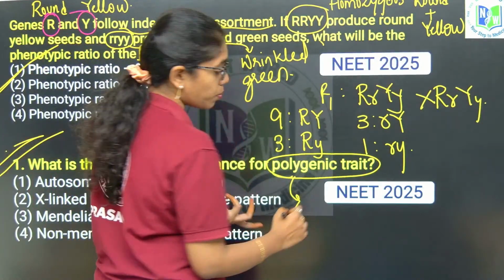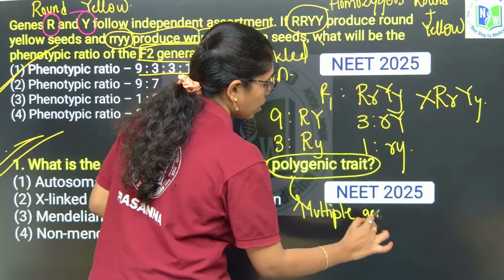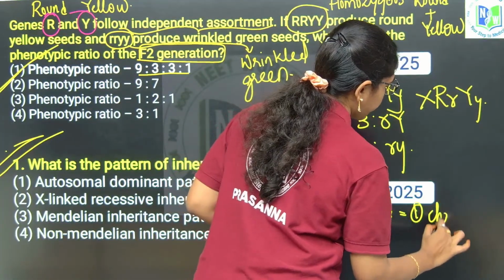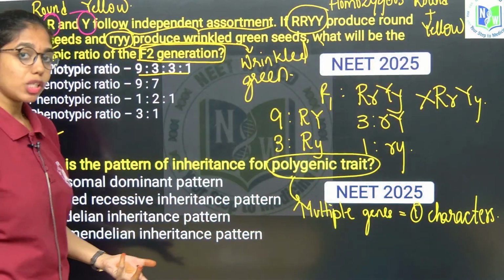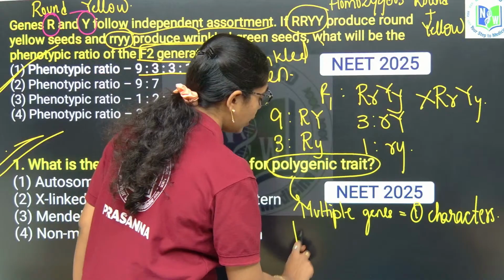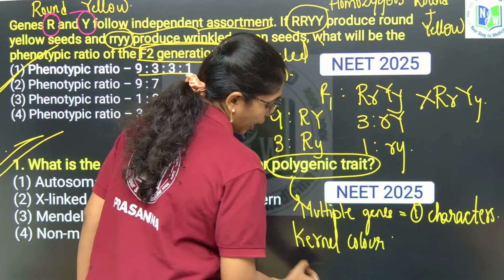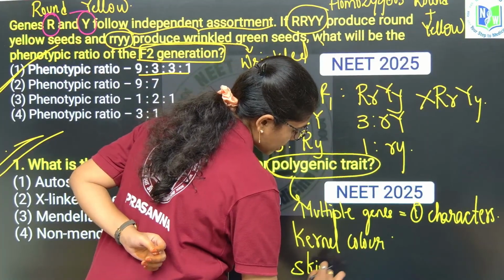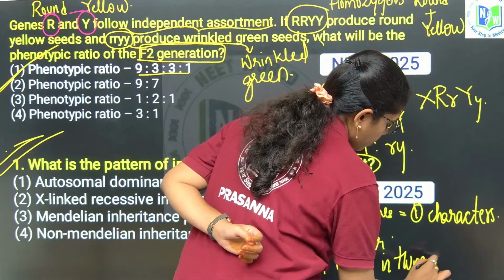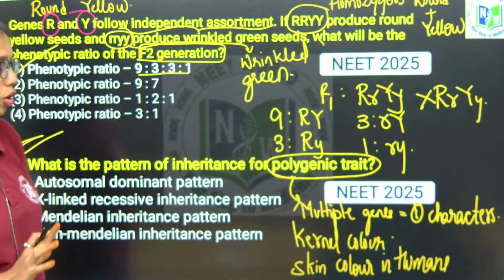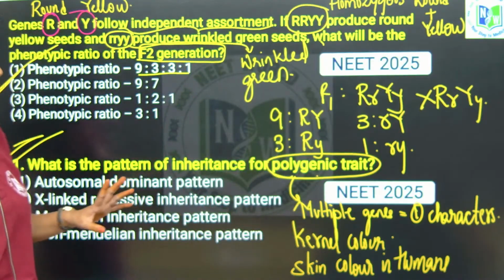So what is polygenic inheritance? Multiple genes will control one character. Best examples for polygenic inheritance include kernel color, skin color in humans, and height or tallness in humans. All these are examples of what? Polygenic inheritance, where multiple genes will be coding for one character.